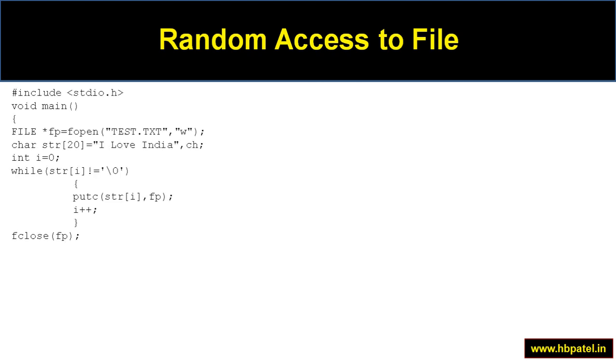We will use the same program that we took in our last video. There is a text, I love India, and I will be storing that text into the file. For that a very simple logic is used. We use i equal to 0 and str0, str1, str2, str3. str0 is I, space, L. All these characters will be written one by one into the file fp, and fp is nothing but test.txt.